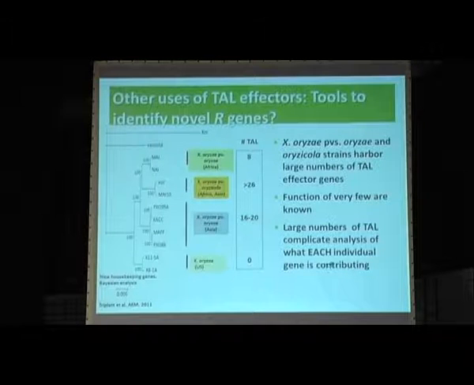And part of the problem with asking these questions is that because there are so many TALs in each of these strains, it complicates the analysis of their function. So if you have 26 TALs, you don't know what the interactions between them are. You don't know how they affect the interactions with the plants.